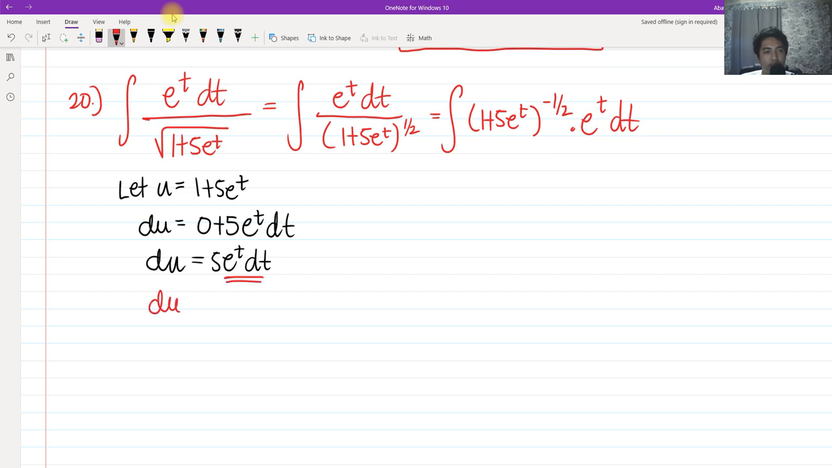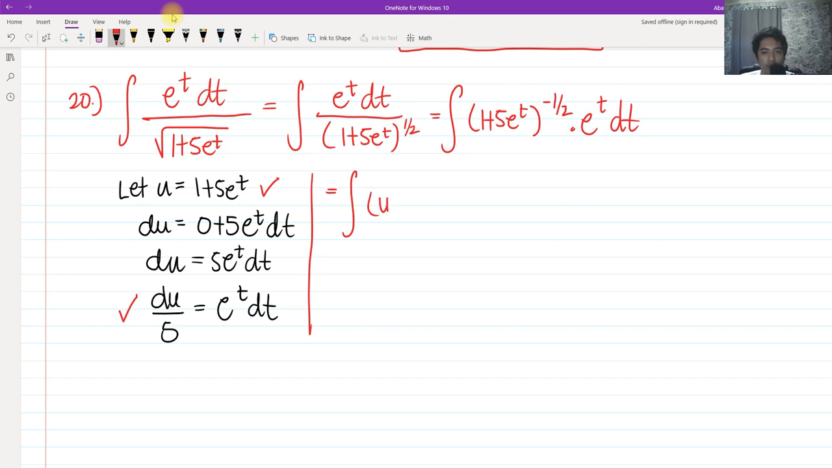So I have du. I will isolate e raised to t dt on the right side of the equation by dividing both sides by 5, so that I have e raised to t dt here. So now you have this and you have the u, so you can now freely use substitution. So 1 plus 5 e raised to t is our u. Since it's raised to negative 1 half, you have to use that. And since e raised to t dt equals du all over 5, we write du all over 5 in here. So we can factor out 1/5 outside of the integral sign, and then we have u raised to negative 1 half, and then du.